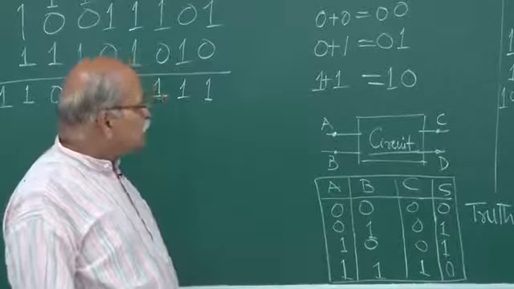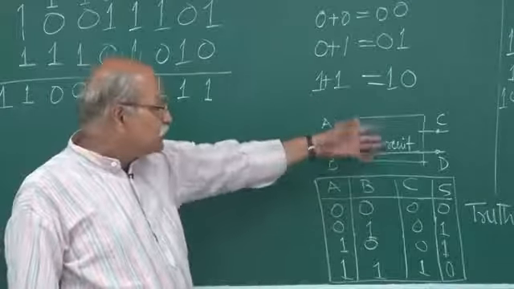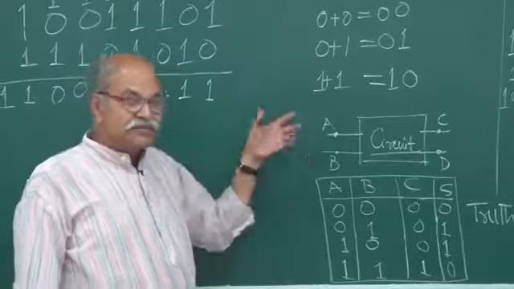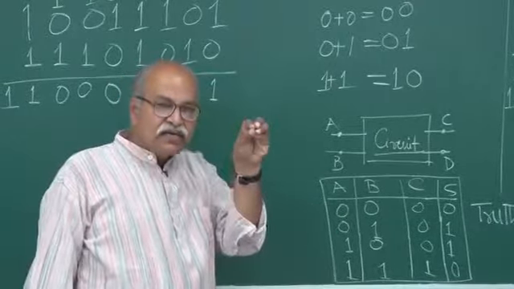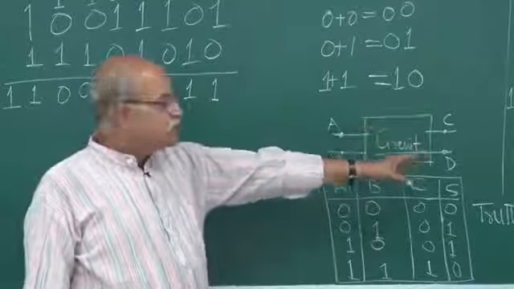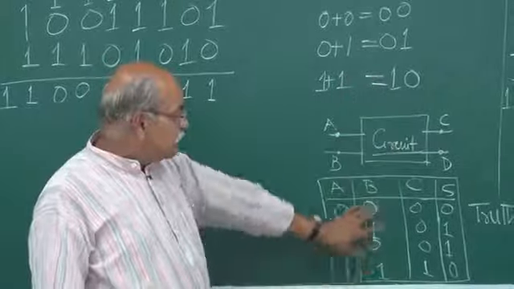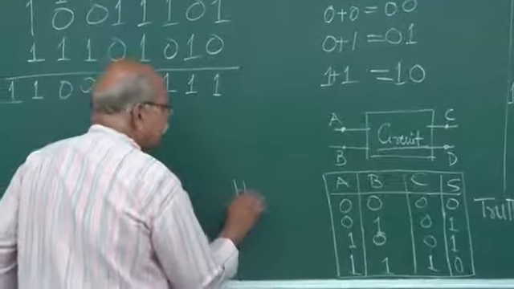Now how to design such circuits, in which the input is given as voltages, and depending on whether it is high or it is low, the desired output is achieved? By the way, this truth table, this kind of combination, is also known as half adder.